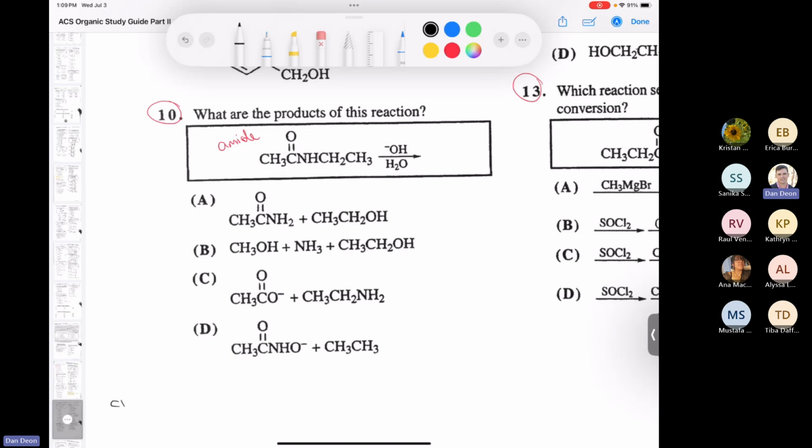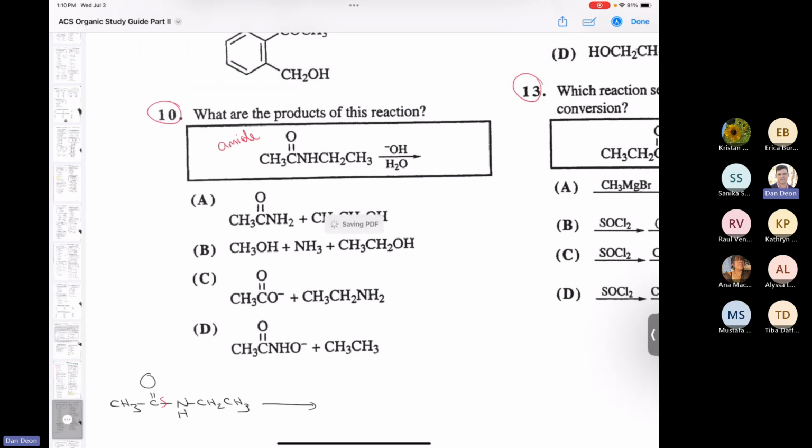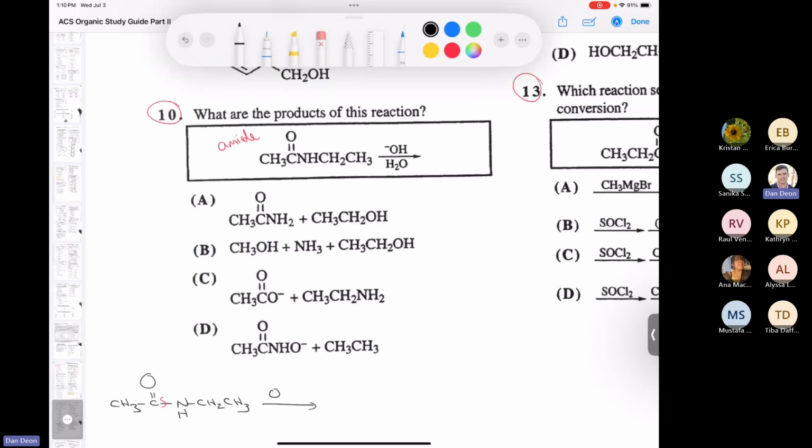And so it might be handy to redraw the starting material, but to show some of the bonds that are in here, okay? And the bond that we're going to be breaking when we treat this with sodium hydroxide is the bond between the carbonyl carbon and the nitrogen atom. So when we break that using a strong base like potassium hydroxide or sodium hydroxide, the cations are relevant. Okay, what are we going to end up with?